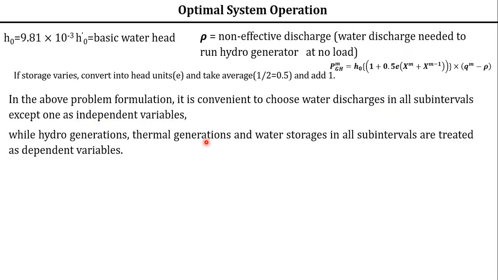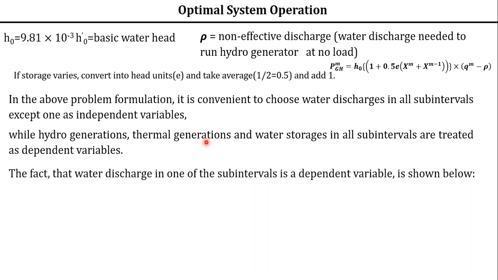Now, hydro generation, thermal generation and water storage in all sub intervals are treated as dependent variables. See here, you have to identify what are the independent variables and what are the dependent variables. Understood? So hydro generation, thermal generation, that is PGH and PGT, and water storage. What is the water storage variable? X. Understood? Water storage variable is X. In all the sub intervals, we are going to treat it as a dependent variable. However, water discharge Q during each sub interval, we are going to consider as an independent variable except one variable. That is an important point. Understood? So these two statements are very important. You should keep them in mind. Now the fact is that the water discharge in one of the sub intervals is a dependent variable, isn't it? This is what we said.